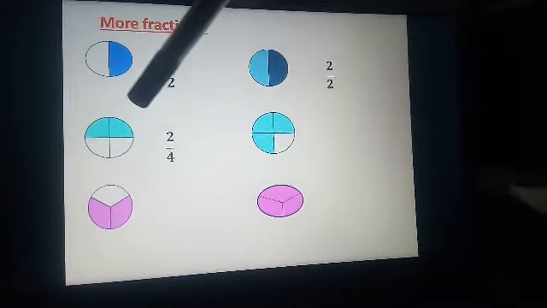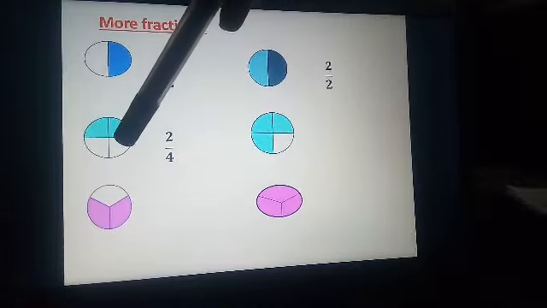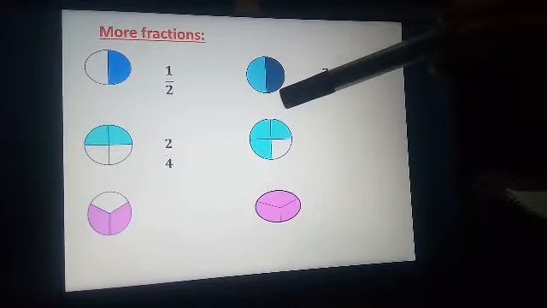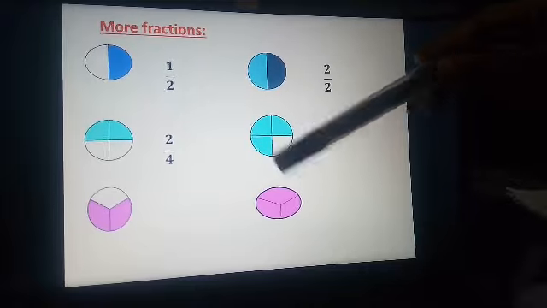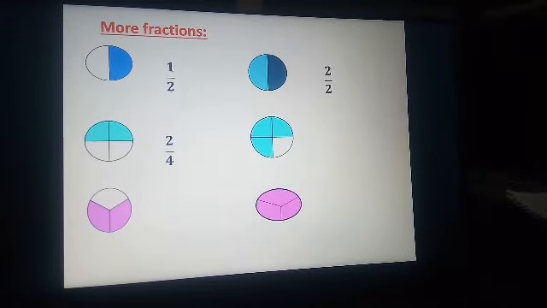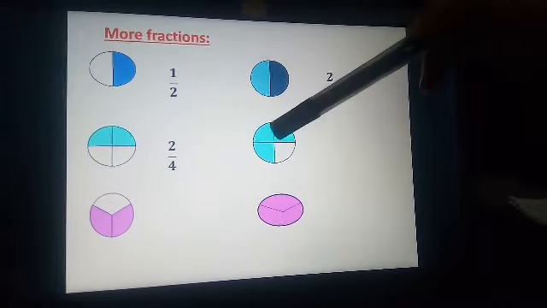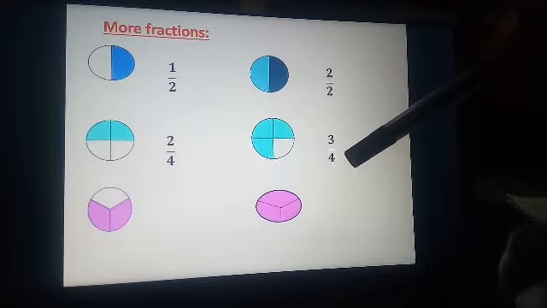2 represents the shaded parts, and 4 represents the number of all parts. 1, 2, 3, 4. Let's have a look here. How many colored parts? Let's count. 1, 2, 3. So I will write up number 3. And what will I write down? The number of all parts. 1, 2, 3, 4. It will be 3 quarters.